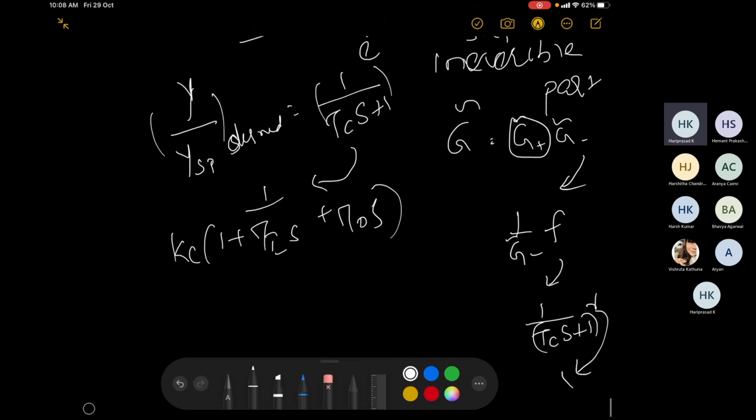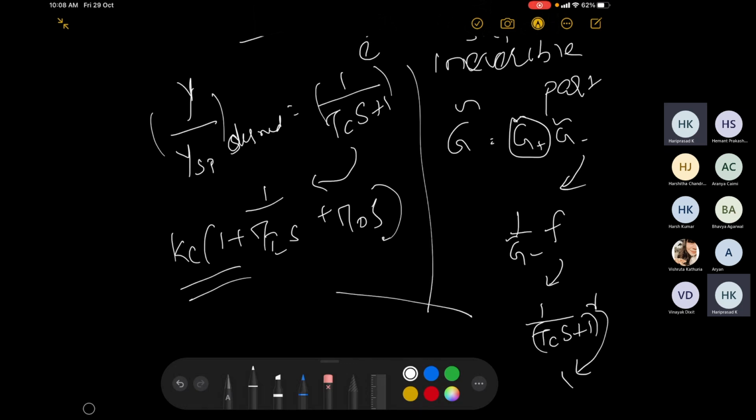And you kind of club the terms which correspond to the constant part, that would be the Kc of the new controller, and the coefficient of 1 by s would be the 1 by tau I, and the coefficient of s would be tau d. So this is the fundamental difference between both.